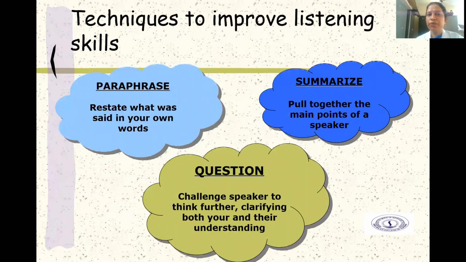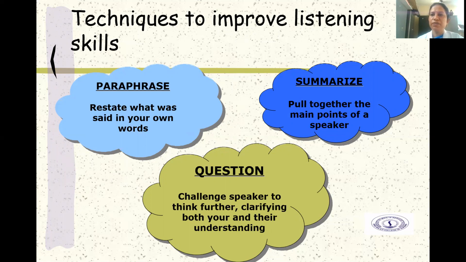The techniques to improve listening skills. There are many techniques. The three important techniques are paraphrase, summarize, and question. Paraphrase means restate what was said in your own words. Summarize means pull together the main points of the speaker. Question means challenge the speaker to think further, clarifying both your and their understanding.